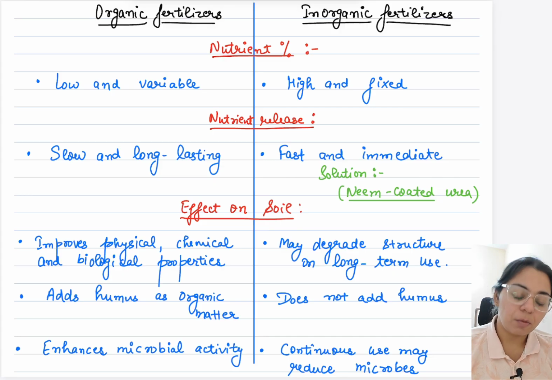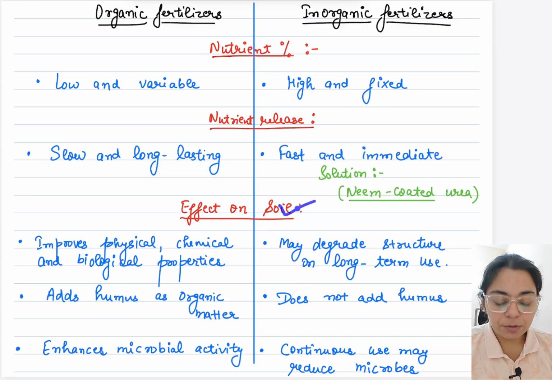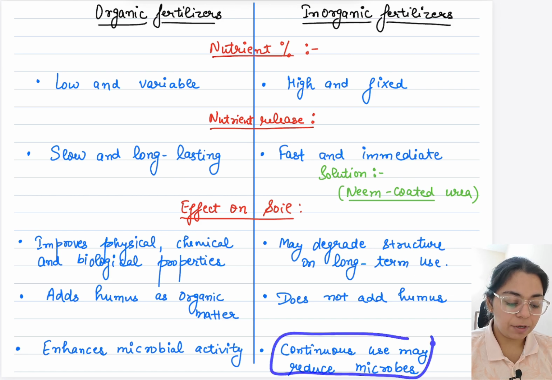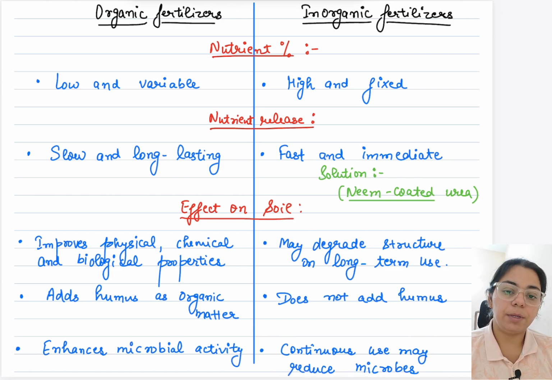Then comes the effect on soil. What is the effect on soil for organic fertilizers? They improve physical, chemical, and biological properties. Obviously, they will. All of us know. And inorganic fertilizers may degrade the structure instead. Organic ones will obviously add humus, and inorganic ones will not add humus. And microbial activity will be increased in the case of organic fertilizers, while in the case of inorganic fertilizers, that will be reduced significantly.